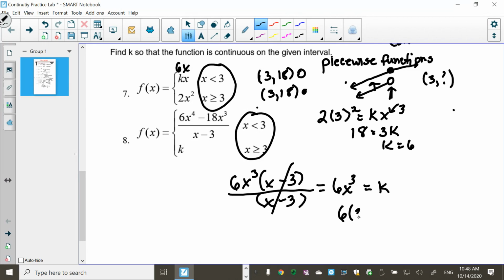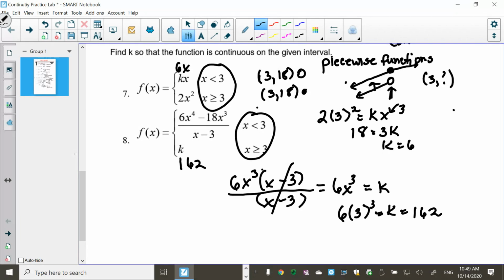So 6 times 3 cubed has to equal k, which is, if you put that in your calculator, 162. So k has to equal 162, that if I plugged a 3 in the top function and the bottom function, my y value would be 162, and then that would make it continuous.